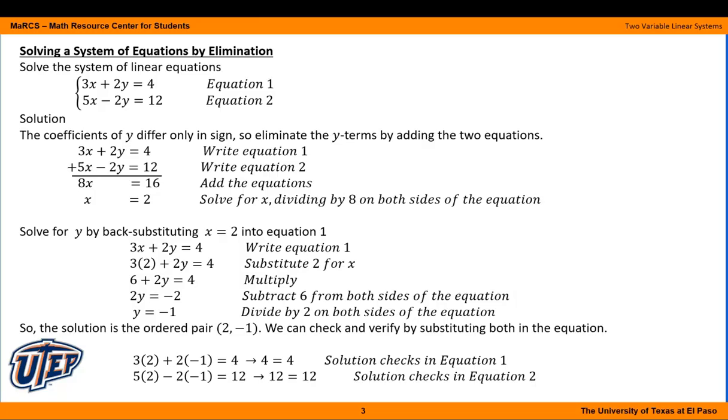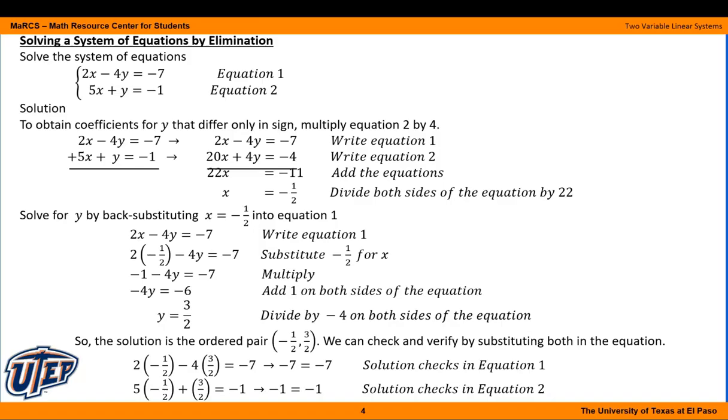Next, substitute x is equal to 2 into equation 1, and we obtain 3 times 2 plus 2y is equal to 4. That means we get 6 plus 2y is equal to 4. 2y is equal to negative 2, thus y is equal to negative 1. Therefore, the solution is 2, negative 1. We verify by substituting the ordered pair back into both original equations. Since the ordered pair satisfies both equations, our solution is correct.